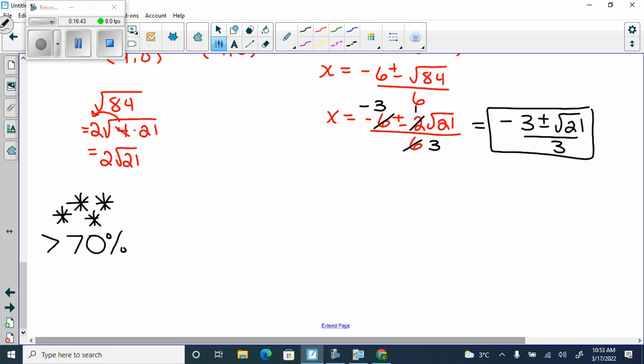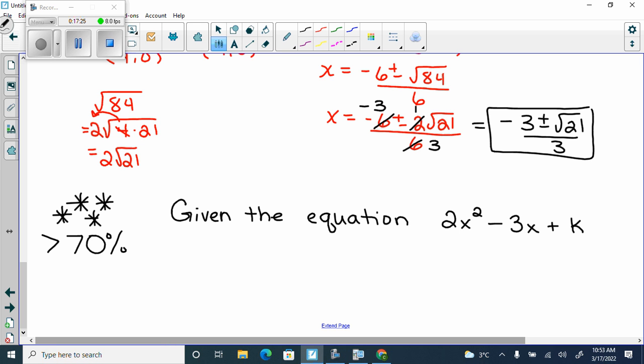All right, so this is how the question gets set up. I will give you a quadratic. The quadratic will be missing an A, a B, or a C. It will give you the rest. It will just be missing an A, a B, or a C. This is not hard. Ready? Yeah. So I'm going to say, given the equation, 2x squared minus 3x plus k equals 0.